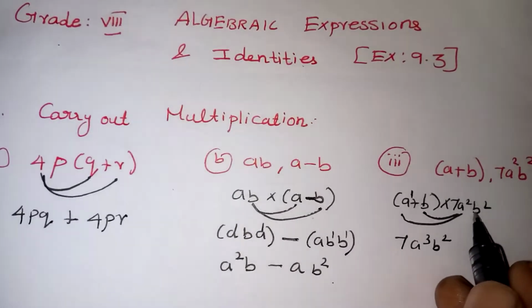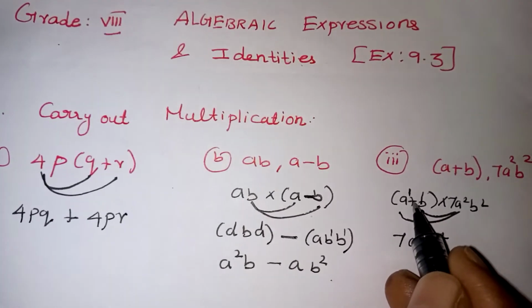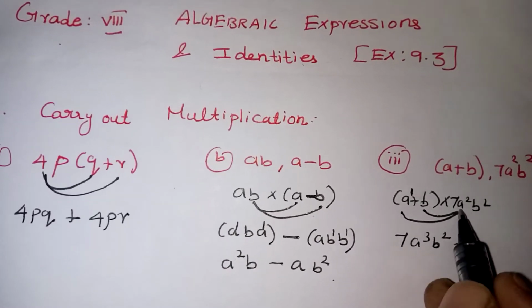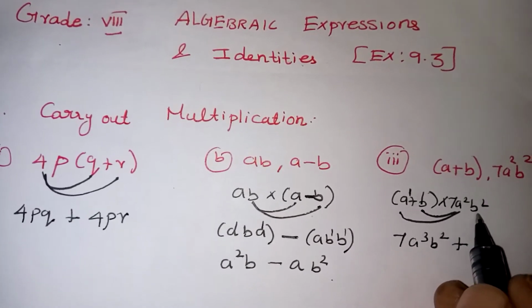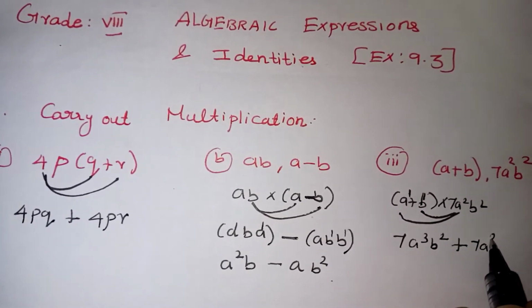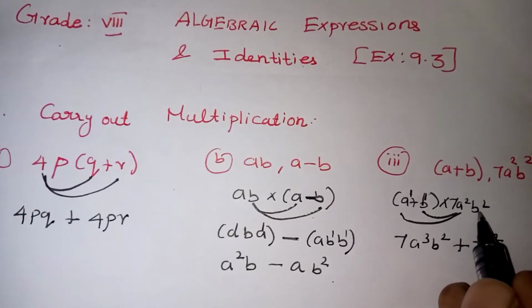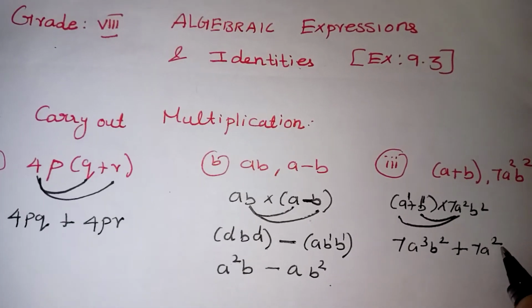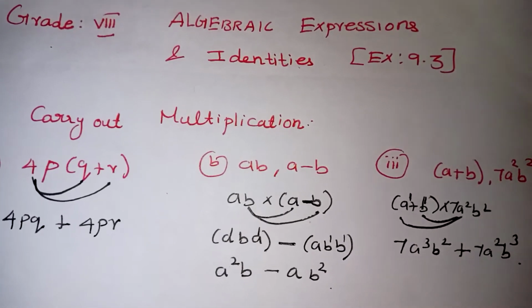Again the same term should be multiplied with b now. In between plus given, so take the plus. 7a squared b squared should multiply with b power 1. So 7a squared will not have any change. B squared into b power 1 will be written as b power 3. That is your correct answer.